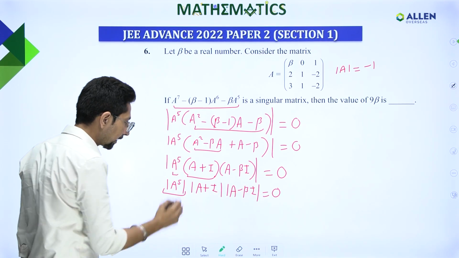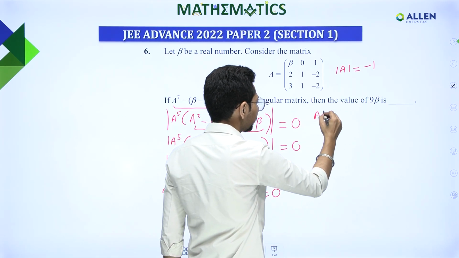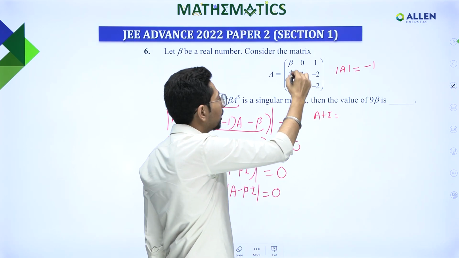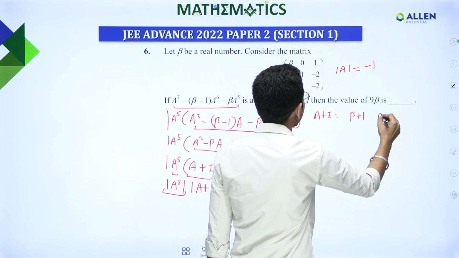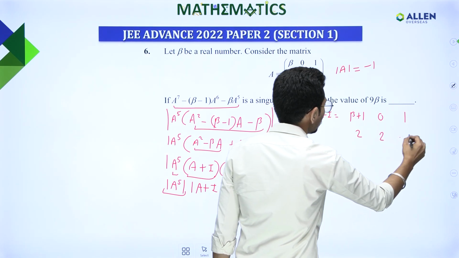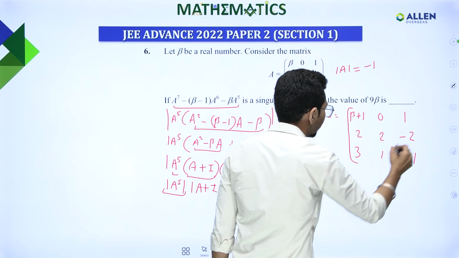So this is non-zero, right? Now focusing on A plus I, what will be A plus I? The A plus I matrix will be adding 1, 1, 1 on the diagonal, that will be your identity matrix. Beta 0, 1, 2, 1 plus 1, 2, minus 2, 3, 1, minus 2 plus 1, minus 1. So this is the matrix, right?